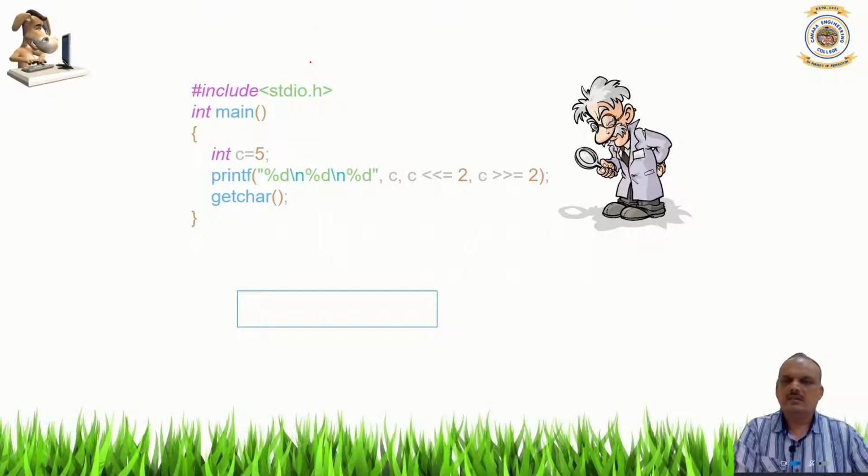Okay, so let's look into another piece of code and see what is happening here. Do the activities, and let's come back and analyze what is happening.